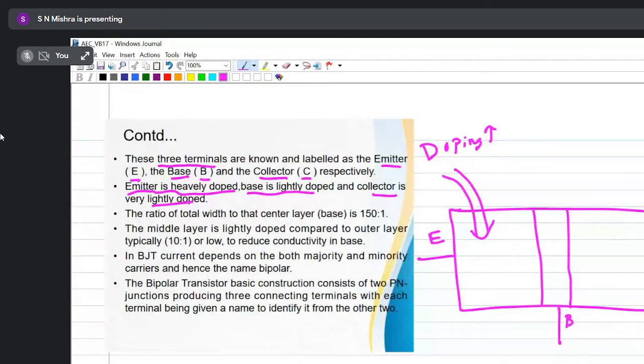So what is the reason? I'll come to it in a moment. For now, just remember the emitter is heavily doped, the base is lightly doped, and the collector is very lightly doped. And the total width ratio is 150:1. That means if from here to here is 150 inch, then the base is only one of that. So you can think how thin the base is.